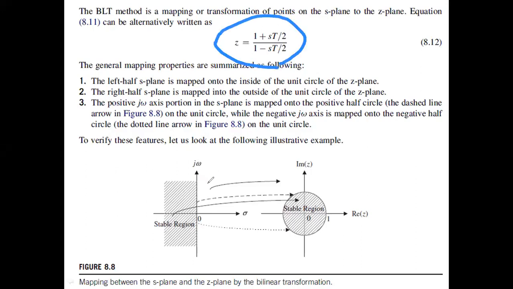So what is meant by a stable system in the Laplace domain? This j omega axis is the boundary of stability, right? Anything on the right side of the j omega axis is unstable. Anything on the left side of the j omega axis is stable. So what we should get is that the left half of the S plane should be mapped onto the inside of the unit circle in the Z plane. Is it happening here? Let us see.